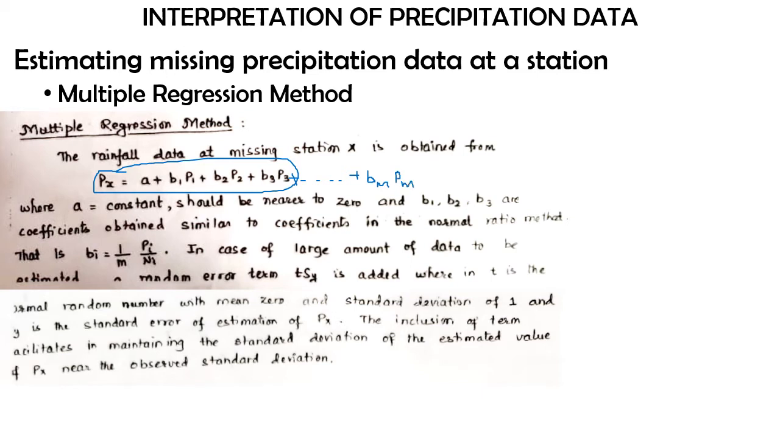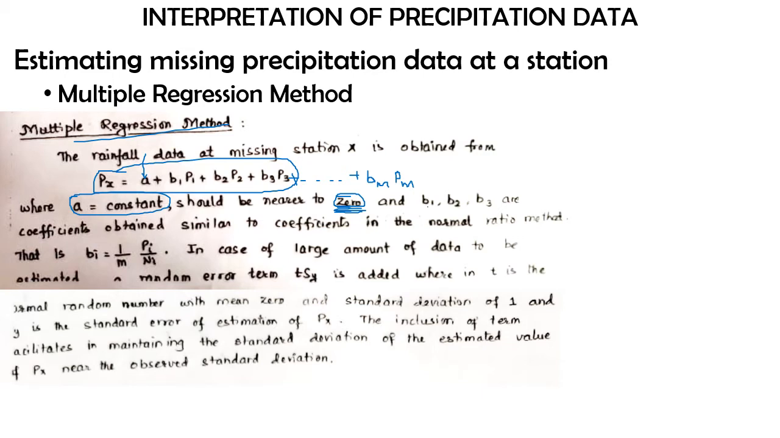Bm and Pm. So this will be continued till this particular part. Now here what they say is A is nothing but a constant and it should be nearer to 0. Okay, so A value should be nearer to 0. So whenever it is a trial and error method, what I said for the multiple regression method, your value of A should be as near as possible to the 0.